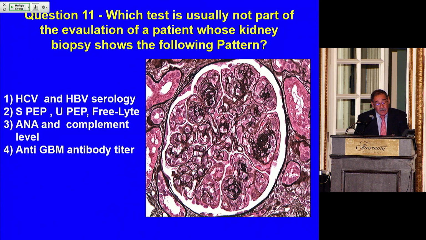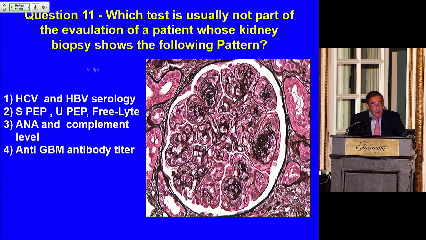So this is an MPGN type pattern. You can see here there's proliferation in every capillary loop, and there's double contours of the basement membrane here. So it's got everything you need. And also you can see there's a little lobularity to it, where it's broken into lobules. That all goes with the MPGN.